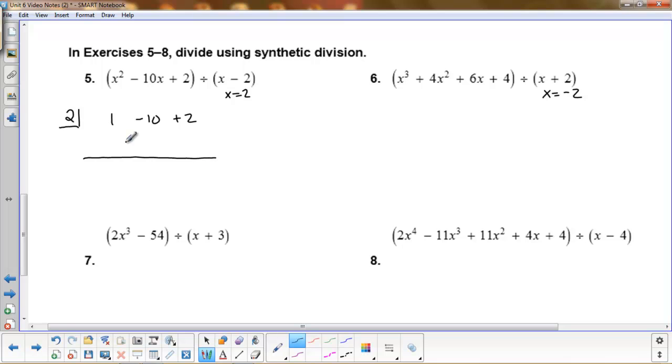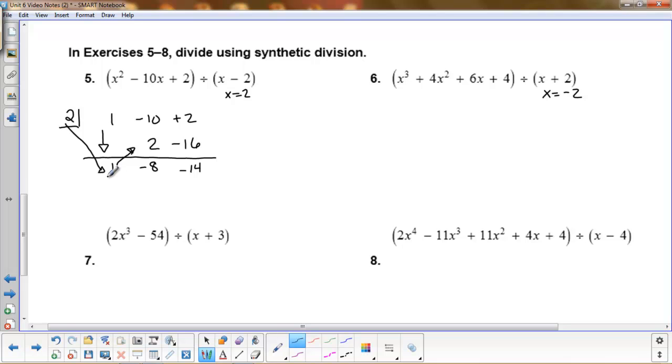Synthetic division tells me to bring down the first number. Always bring down the first number. Multiply below the line and then add up to the next line. So that means I go 2 times 1, which is 2, and then I'm going to add negative 10 plus 2, which gives me negative 8. Again, I start my process over again by multiplying 2 times negative 8, giving me negative 16. And then I add these two numbers together. 2 minus 16 is negative 14.